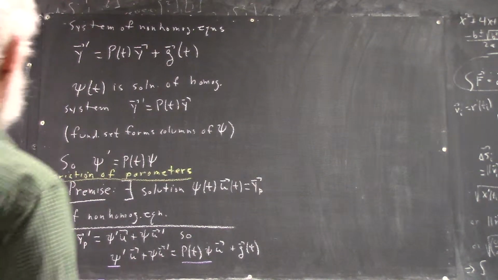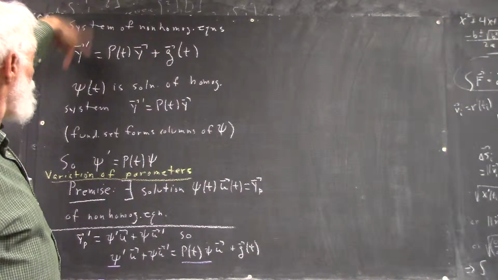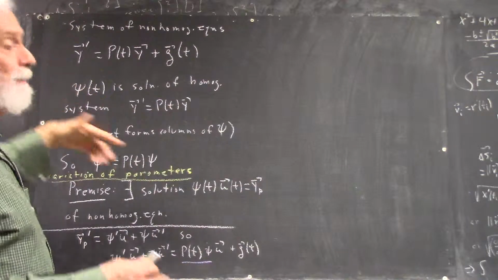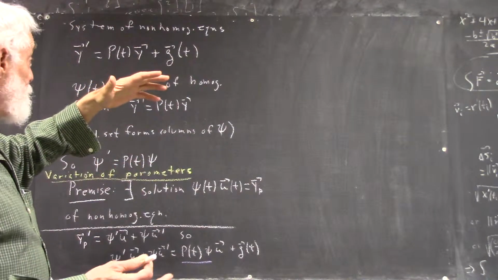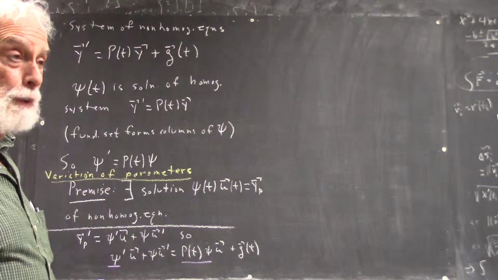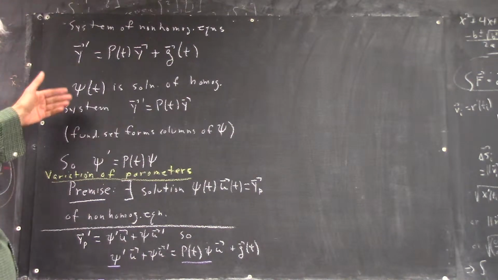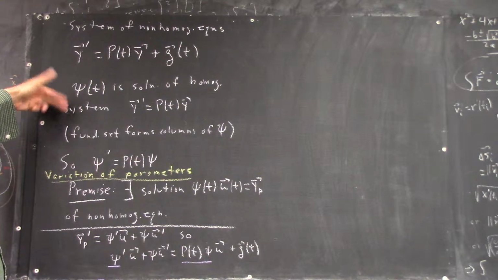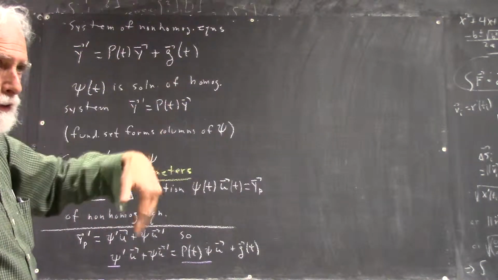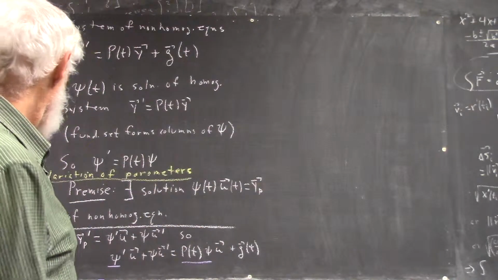Okay, so again, we have our non-homogeneous equation. The y's are all column vectors, so is the g of t. This, of course, represents some number of linear equations, a system of linear equations. And your psi is your solution of the homogeneous system. Psi is a matrix that consists of the columns that are equal to your vectors in the fundamental set.